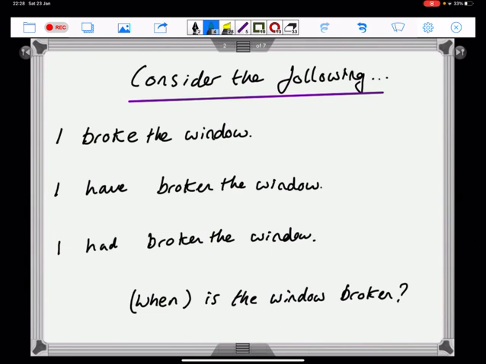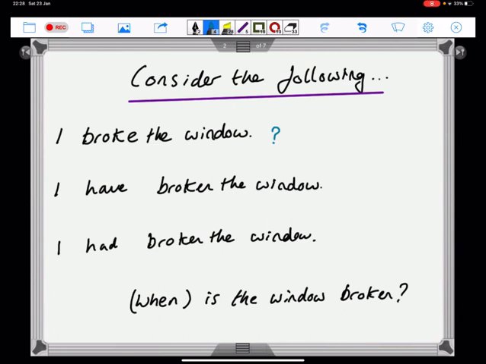Is the window broken? I broke the window. It's a bit generic. We don't really know. It could be, I'm really sorry, I broke the window today, yesterday. I broke the window yesterday, but someone's fixed it. Any of those kind of ways of filling it out will be possible. We don't know if the window is broken.